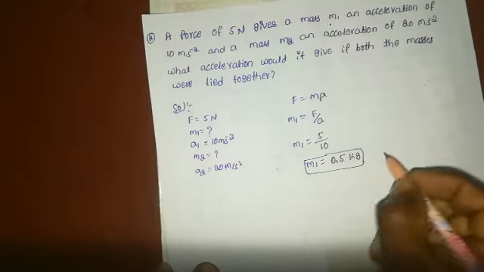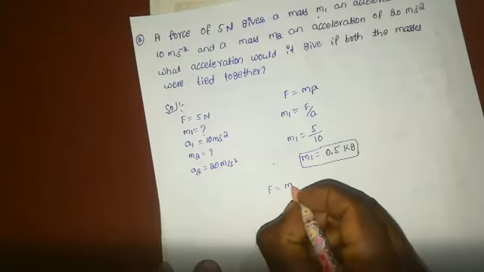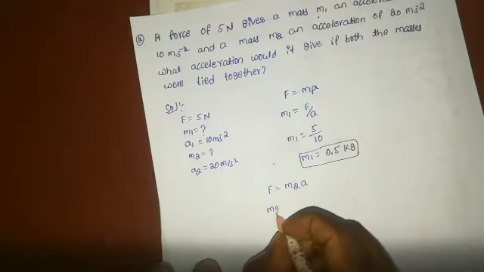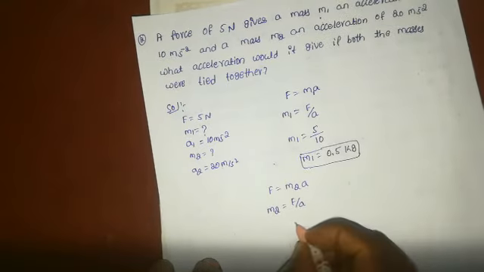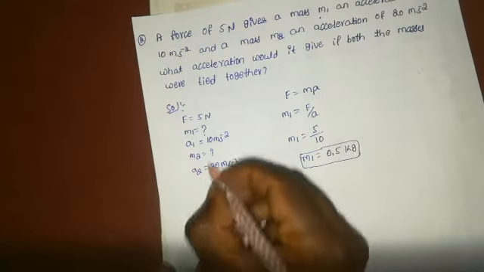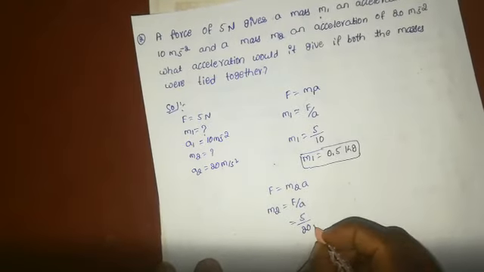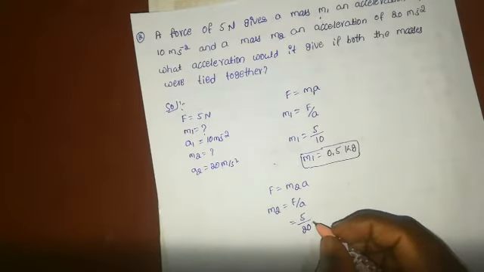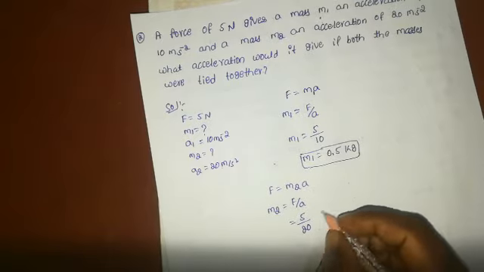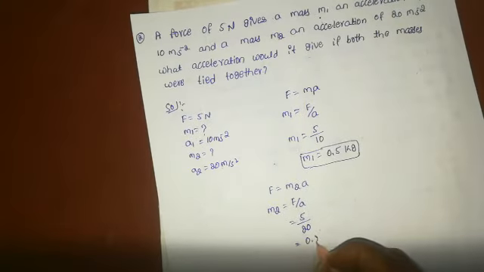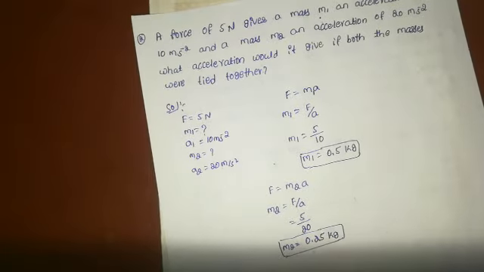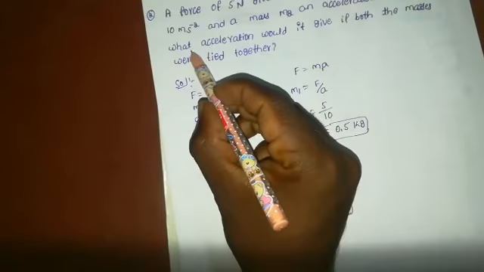Now we have to find out m2. F is equal to m2a. So m2 is force by acceleration, that is the same force, 5 newton, divided by the acceleration 20 meter per second square. When we divide 5 by 20, we get 0.25. What is the unit for mass? Kg. So m2 is equal to 0.25 kg.